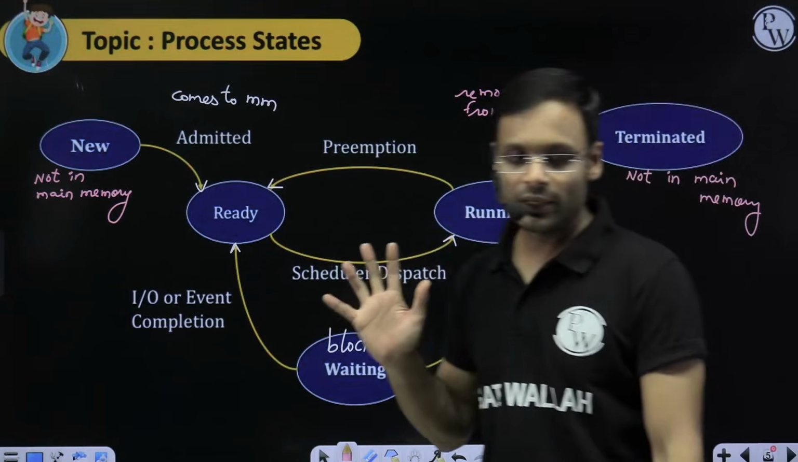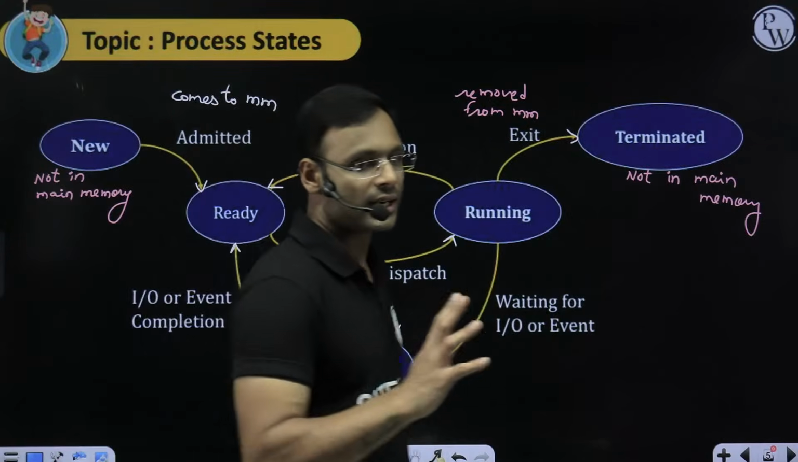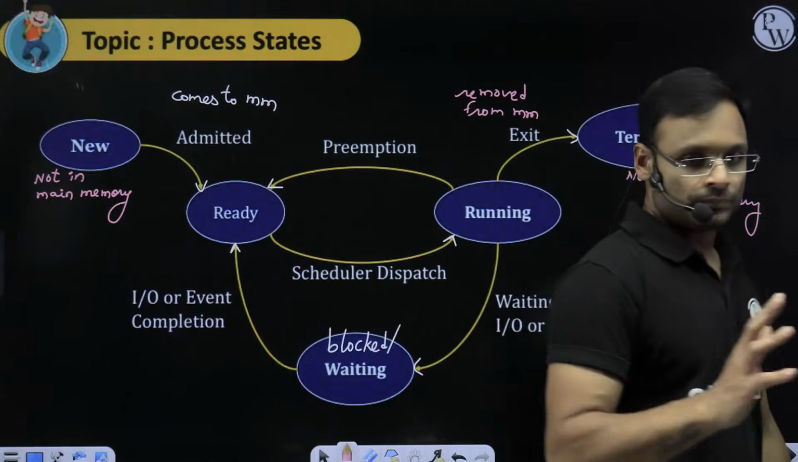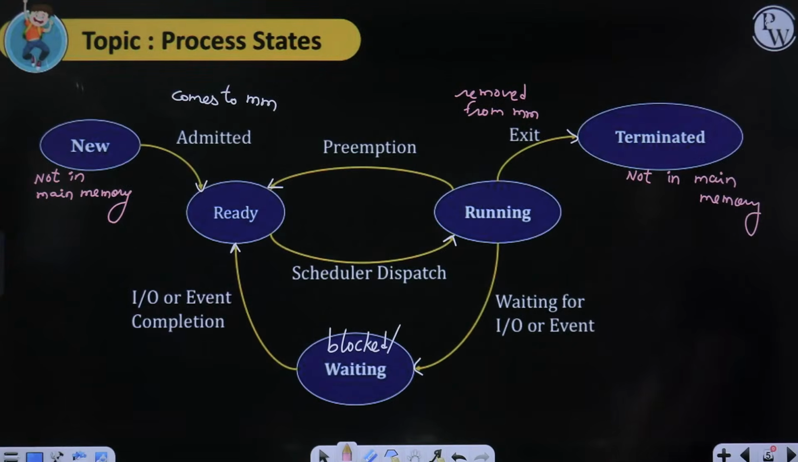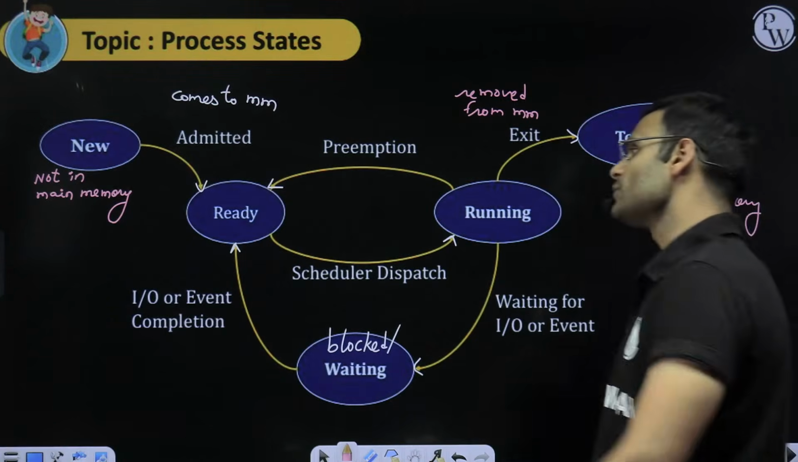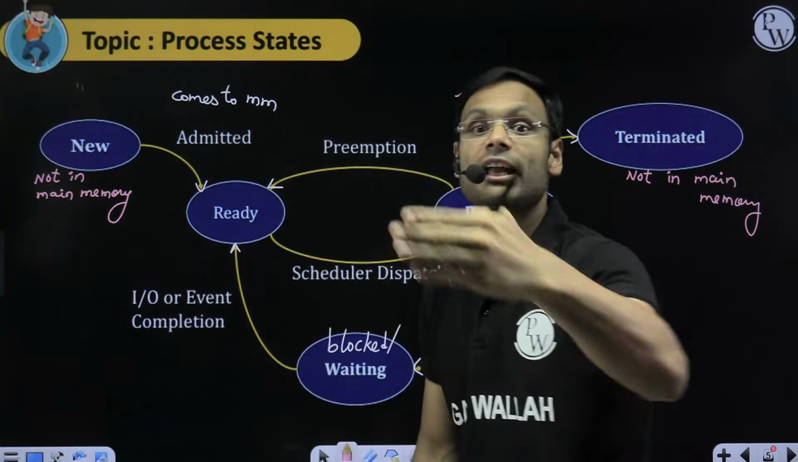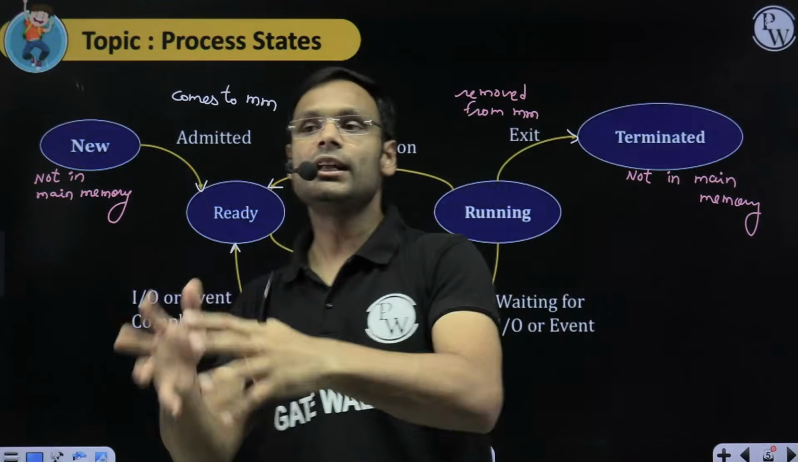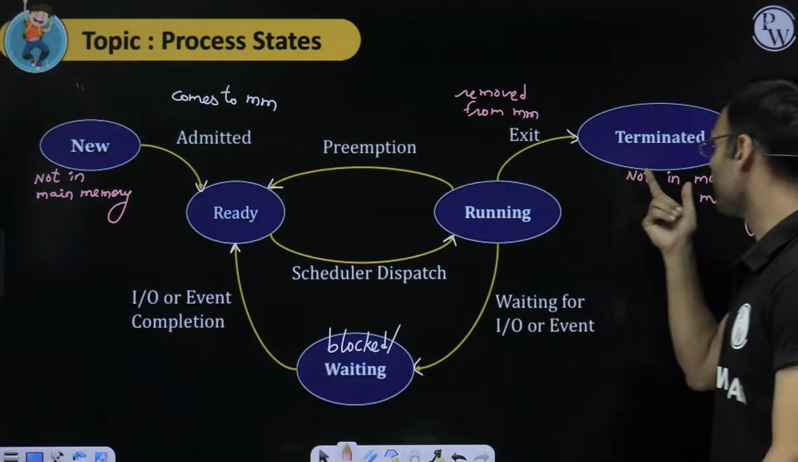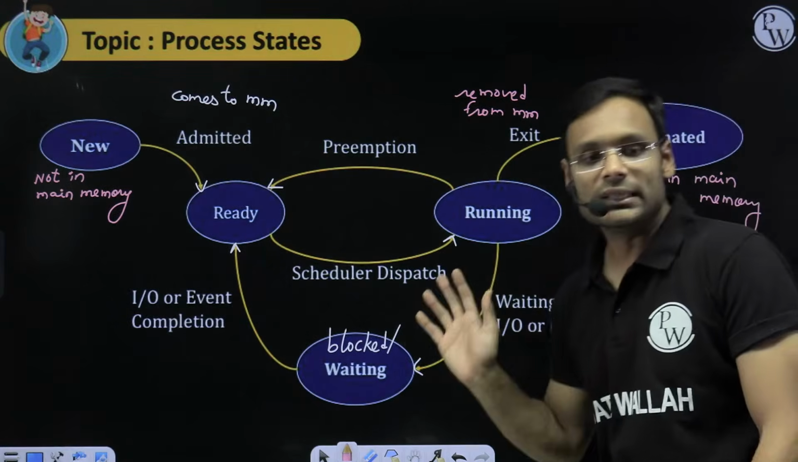Can you please tell me if everything is clear? Till now, are you guys understanding everything? Tell me, is everything clear or not? So if the process is not there in main memory, then where will it be? It will be in the secondary memory, the disk. The process will be there in the secondary memory disk. And here also, when it is terminated and removed from main memory, then it will be only on the disk.